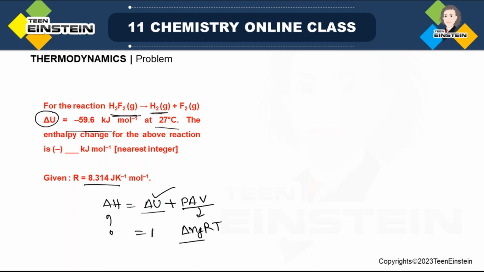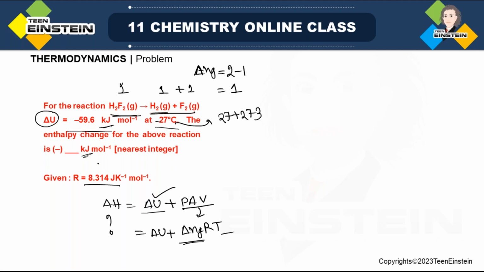So del H is also equal to del U plus del Ng RT for gaseous substances when they are reacting. If we use this equation, in place of del Ng, you see here on the product side we have 2 moles, and on the reactant side we have only 1. So del Ng value should be 2 minus 1, that is 1. 27 you have to convert to Kelvin, so it will be 27 plus 273. Now put all these values, that is the value of del Ng, value of R, T, and del U is already given, but be careful about the unit also.